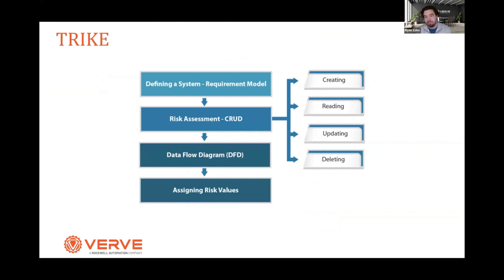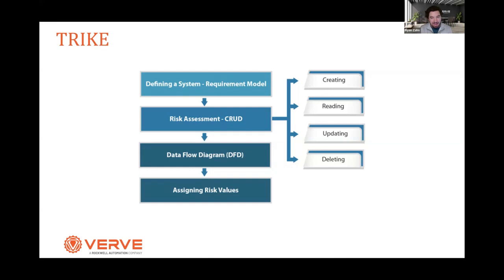Just a few more, very quickly. Trike is another model. This is actually not an acronym. I thought it was from a long time ago, but it is a risk-centric type of model that you can use. It involves defining a system, and this can be broken out more. I wasn't going to waste time going through every individual thing, but just getting some information out there for everyone. Defining a system and also building a requirement model, right?